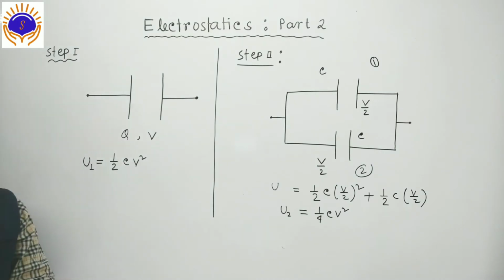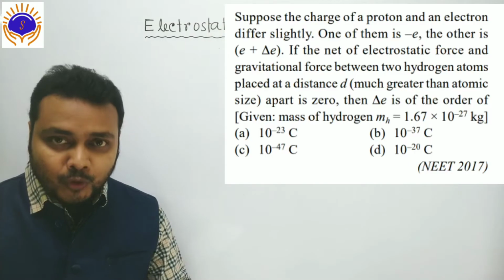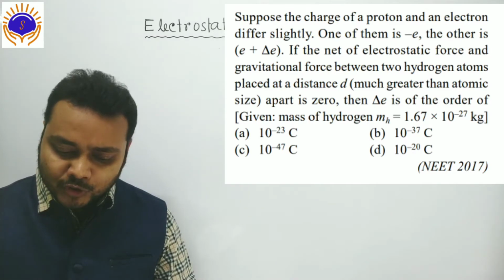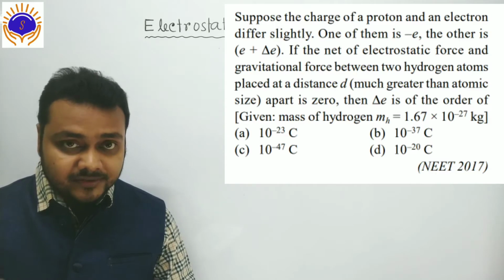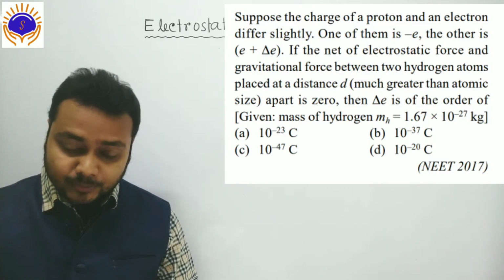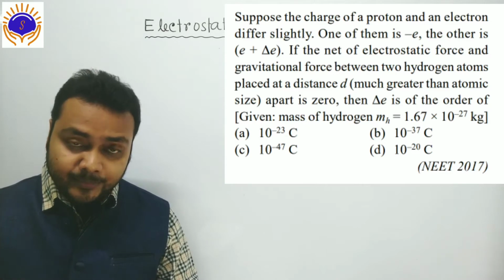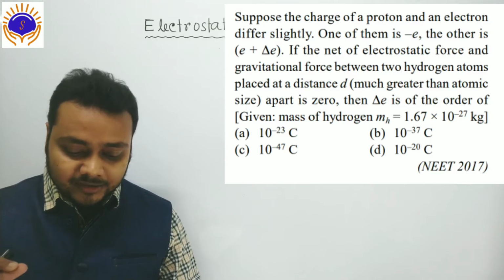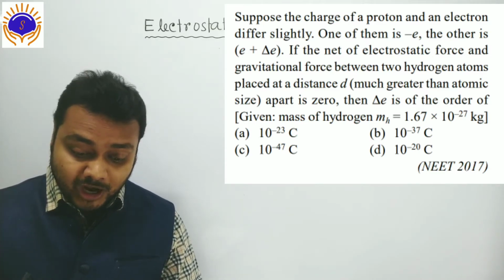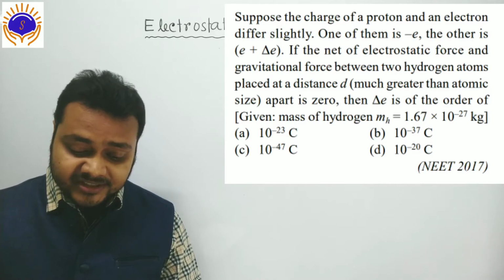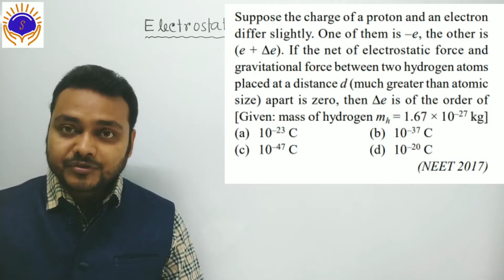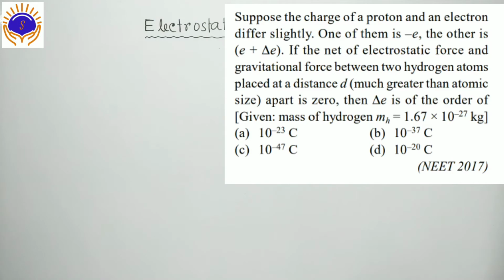Okay, let's see the second problem. Look at the second problem and read carefully. Suppose the charges of a proton and an electron differ slightly. One of them is minus E, the other is E plus delta E. If the net electrostatic force and the gravitational force between two hydrogen atoms placed at a distance d apart is 0, then delta E is of the order of, there are four options. Which will be correct? Let's check the problem.